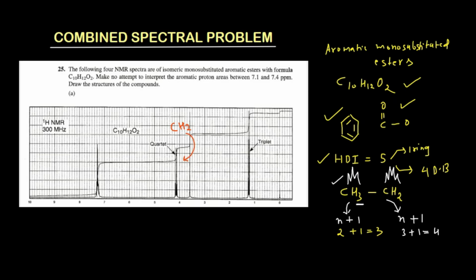So since it is having a very large chemical shift, that means this CH2 is connected with the oxygen. You know, an electronegative atom causes a downfield shift. So how can we arrive at the correct structure? See, this is given to you in the question itself.